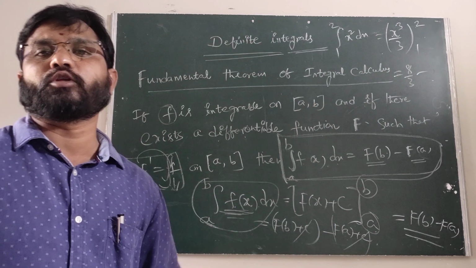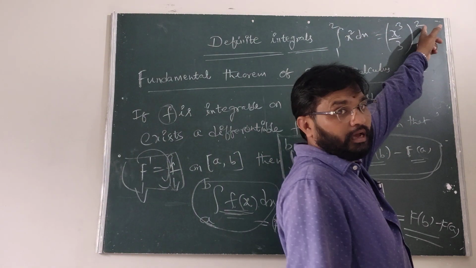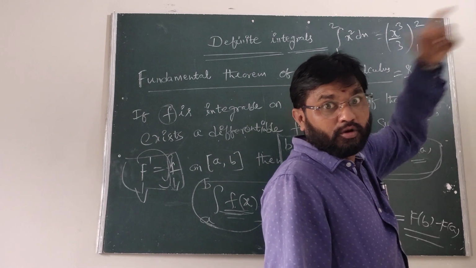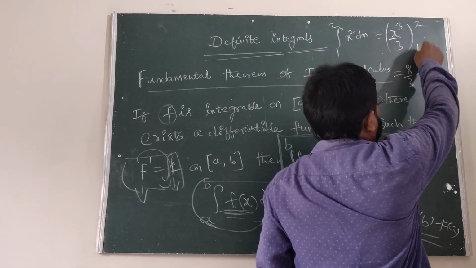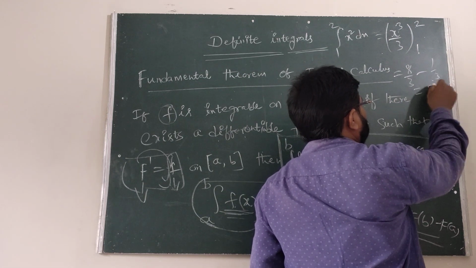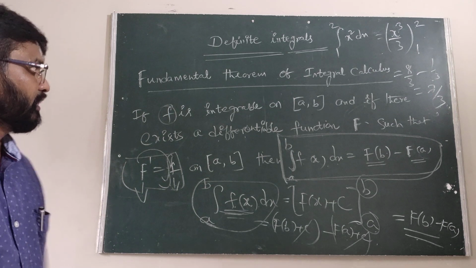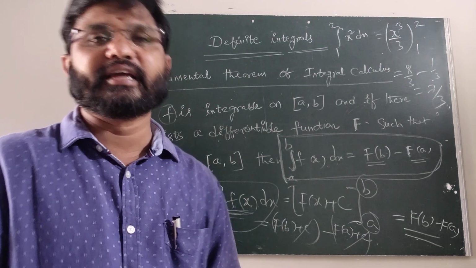When it comes to the lower limit, we have to subtract the lower value from the upper value. That is 2 cube is 8, minus 1 by 3. What is this value? 7 by 3. This is called the fundamental theorem of the integral calculus.